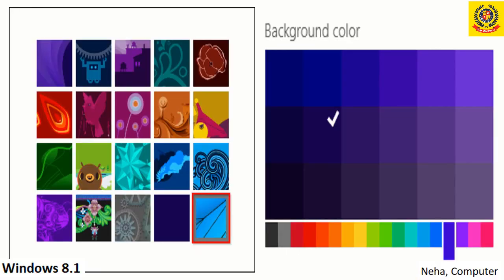After clicking this, we can see that on the left hand side there are different background images which we can set for the start screen, and on the right hand side there are many colors which we can change for the background of the start screen. In this way we can change or personalize the start screen background.